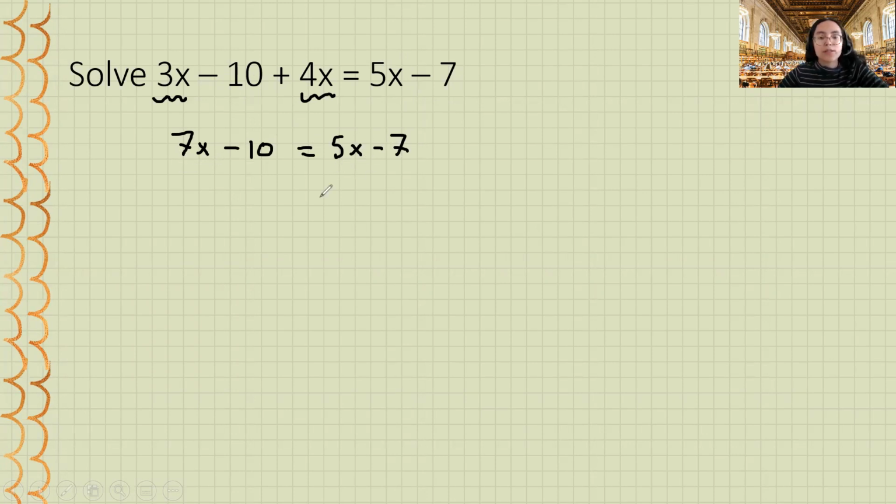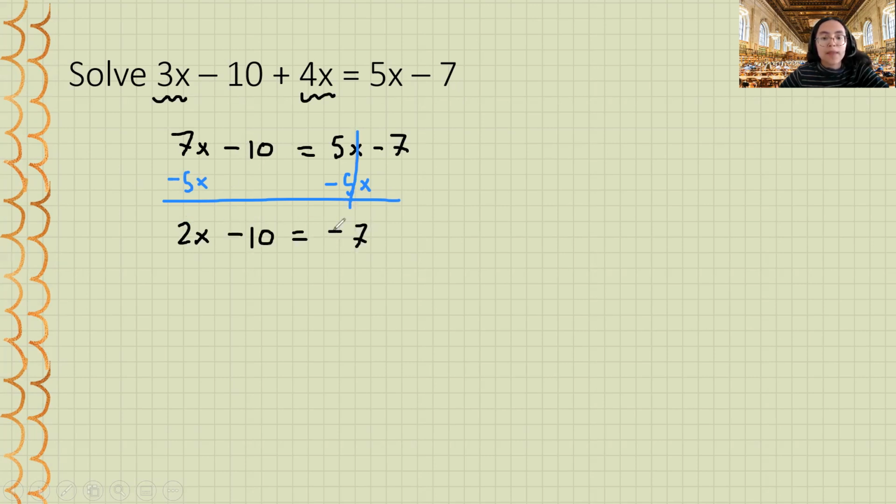So what I'm gonna do is I'm actually gonna move the 5x over to the left-hand side because I wanna keep everything positive. So I'm gonna subtract 5x from both sides. And here I have 7x minus 5x, that's gonna give me 2x, and then I can bring everything else down. And now I can solve this as we've solved these equations before. I'm going to add 10 to both sides here to undo the subtraction. Then I can bring everything else down to 2x is equal to positive 3.